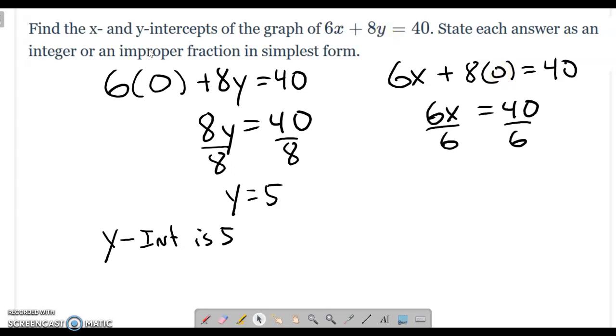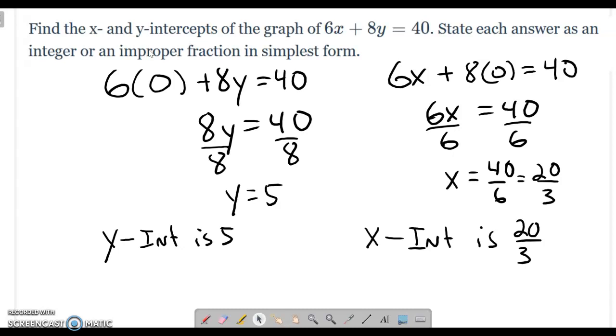So you bring down 6x is equal to 40. Then you divide by 6. And then once you divide by 6, you get x is equal to 40 over 6, which can be simplified. And once you simplify it by dividing by 2, you get 20 over 3. So the x-intercept is 20 over 3.